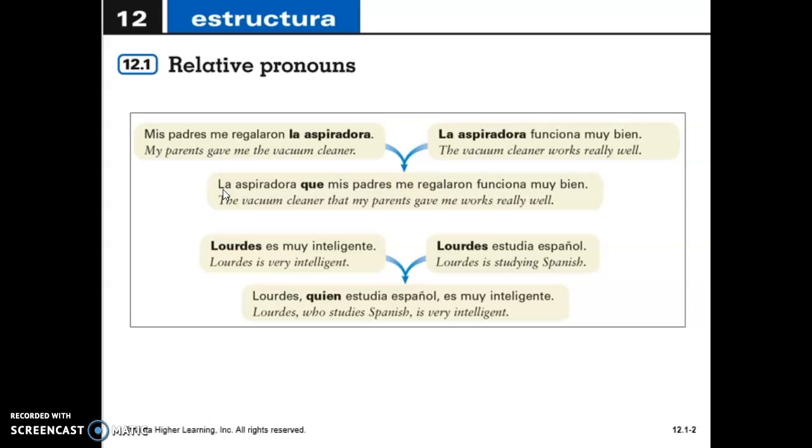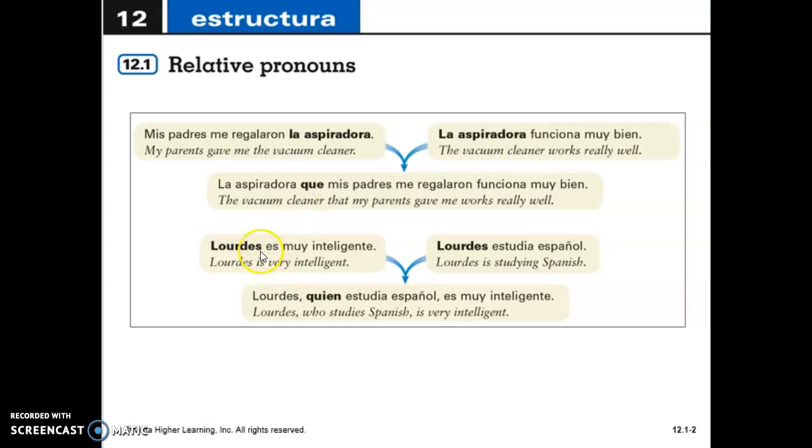We are talking about the same subject, and that's why we are able to combine these two clauses or these two statements in one longer statement that provides an explanation or a clarification. So I'm not talking just about any random vacuum cleaner. I'm specifically talking about the one that my parents gave me. Okay, so as you can see, in English we have something very similar, and we have it over here. The vacuum cleaner that my parents gave me works really well.